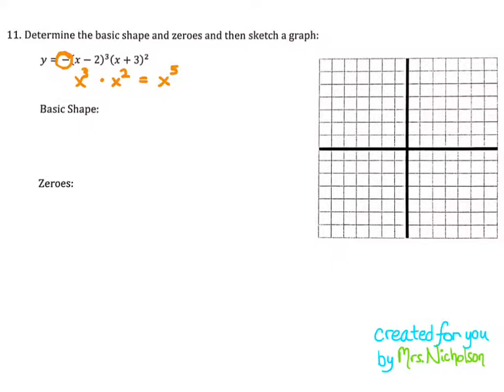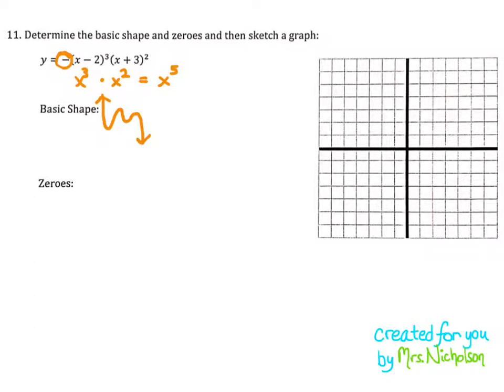And we want it to be negative. We want it to be going down. So if I've got a power of 5, I should have 4 turning points going down. So let's see, 1, 2, 3, 4. There we go. Basic shape of the graph.